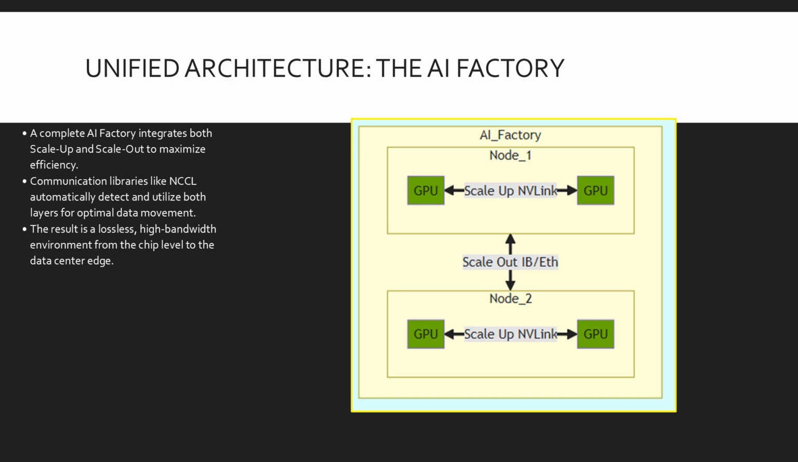Here's the complete picture. Inside Node 1 and Node 2, GPUs communicate via the green scale-up NVLink paths, forming powerful local units. These nodes are then bridged by the thick scale-out path using InfiniBand or Ethernet. This hierarchical approach allows the system to scale linearly, turning thousands of GPUs into a single computing engine.